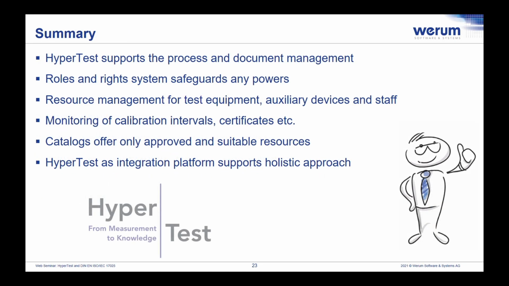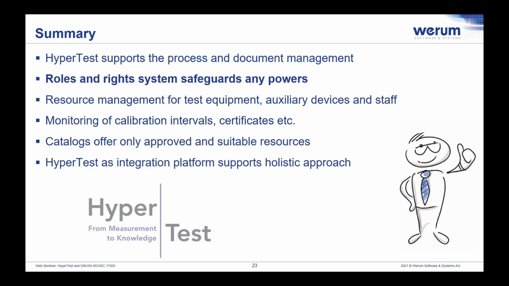Now I would like to summarize the content of the seminar. HyperTest is able to map the processes required by the ISO 17025 standard and ensures process safety. For example, by offering only those resources for selection that have been released for a certain task. With the document management, any relevant information is available in the right context. So, when selecting a resource, for example, a link to the associated calibration certificate is available too.